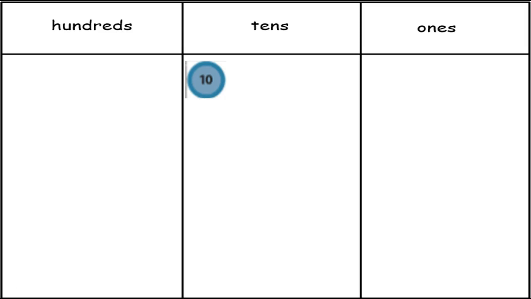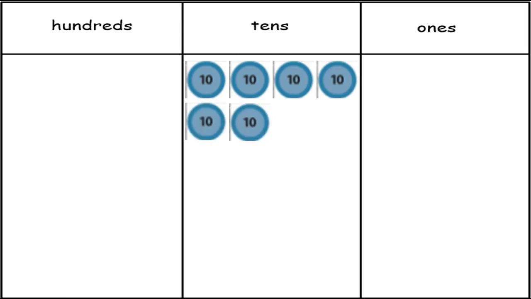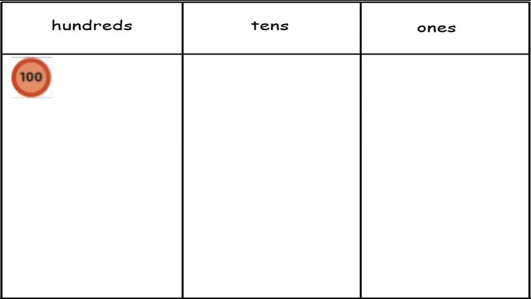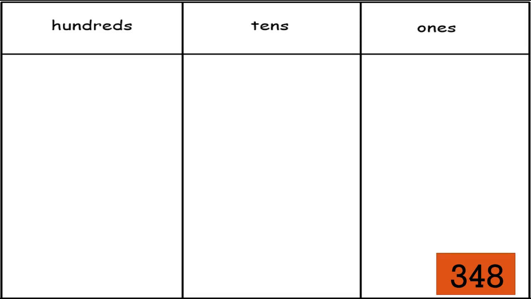So what if I add some more 10s here? Let's skip count by 10s because we're counting by 10s now. 10, 20, 30, 40, 50, 60, 70, 80, 90, 100. So now I have 10 10s. Can I take those 10 10s and make a bigger unit? I sure can. What unit can I make? Right, I can make a 100. Very good.